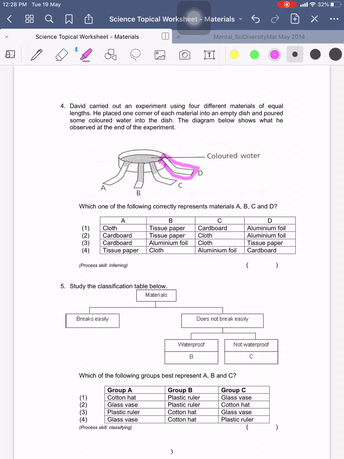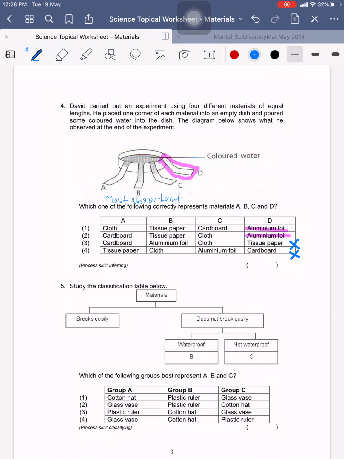All right, so we can look at material D. Aluminum foil, they are waterproof, so the answer should be either 1 or 2. Okay, now tissue paper is not waterproof. All right, it will absorb water, so this is out. Cardboard as well, they can absorb water. Now looking at this B, we can say it's the most absorbent. All right, B absorbs the most amount of water.